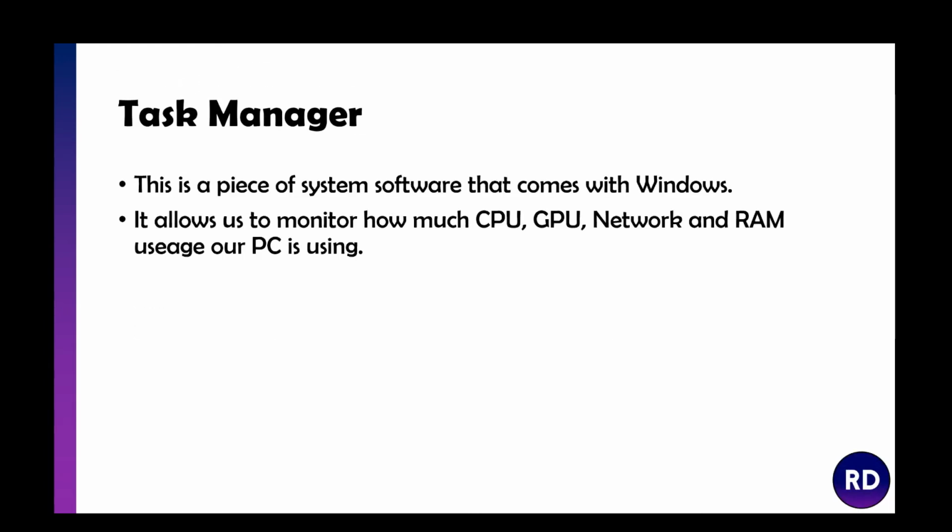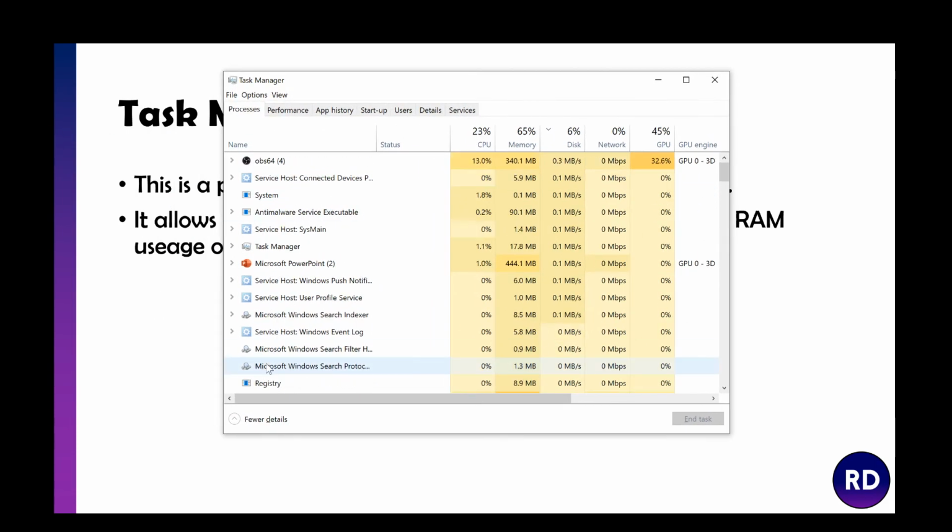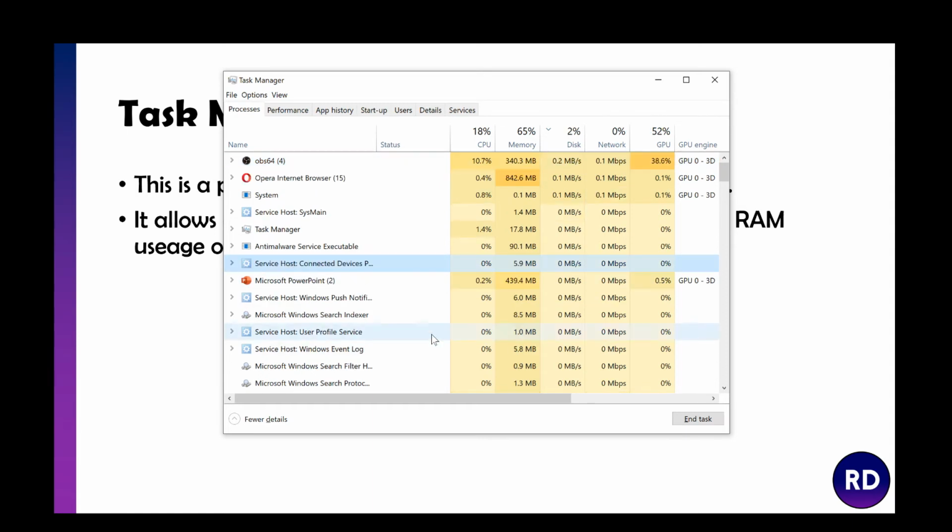Now, you'll all have heard of Task Manager before, and this is a piece of system software that comes with Windows. There are similar ones for Mac and Linux, but I'm going to stick with Windows for now, and it allows us to monitor how much CPU, GPU, network and RAM usage our PC is using. If I pop onto my screen now, you can see it has a list of all the things currently running. I'm recording this video, so OBS is running and PowerPoint's running, and I've also got an internet browser in the background.